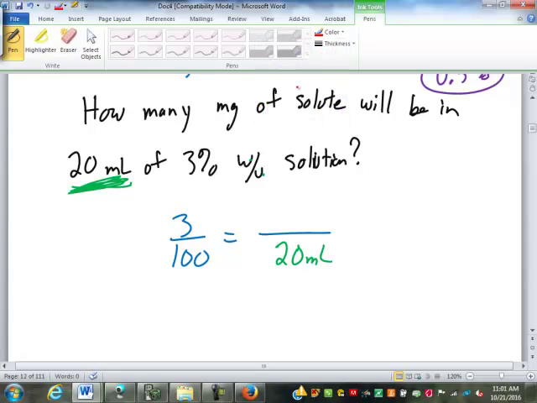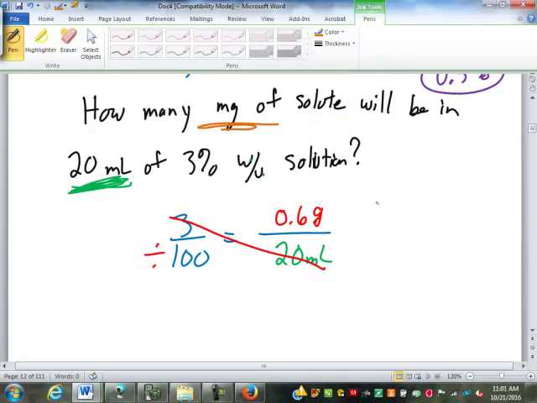Now this is not a true ratio because we're not comparing milliliters to milliliters. So this top is not going to be milliliters. What units are going to have to go up on top here? It'll be grams. We're always comparing grams to milliliters. So cross multiply and divide. 3 times 20 divided by 100 is 0.6 grams.